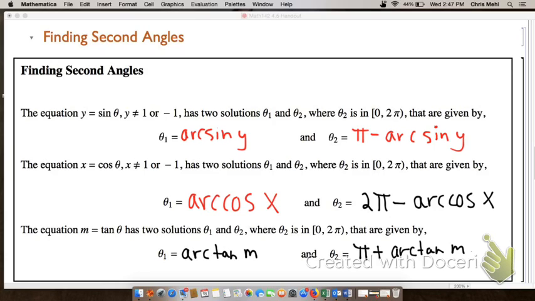So that's what we're going to be doing now. We're going to be doing examples. First, we're going to solve some basic trigonometric equations in the form y equals sine theta, x equals cosine theta, m equals tangent theta. And then we'll do some examples where we might have a transformed sine function equal to a particular value, or a transformed cosine, or something like that. Okay, so let's go do our first example.